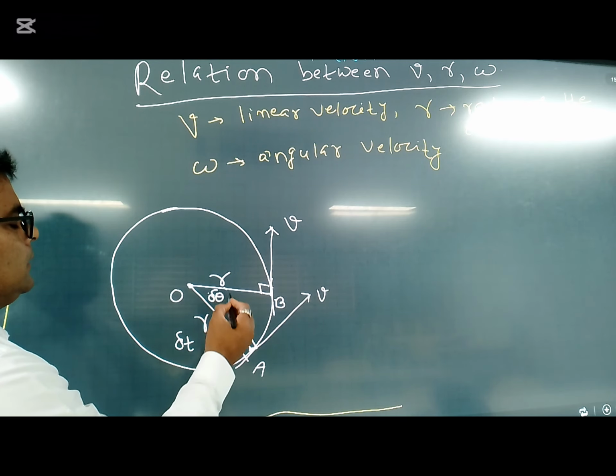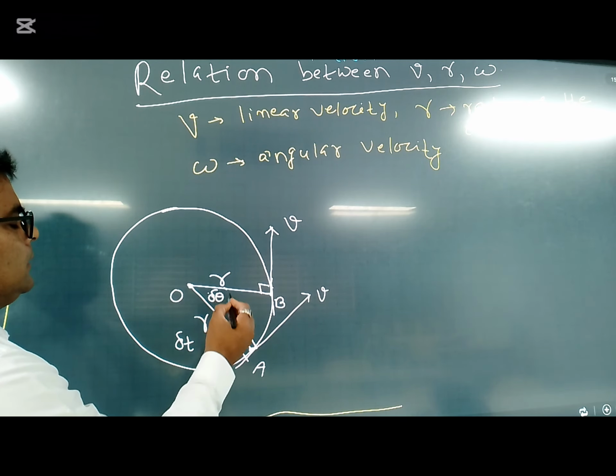Linear velocity is change in displacement by change in time. For speed, it is change in distance by change in time, and for velocity it is change in displacement per unit time. This is also called the rate of change of displacement.